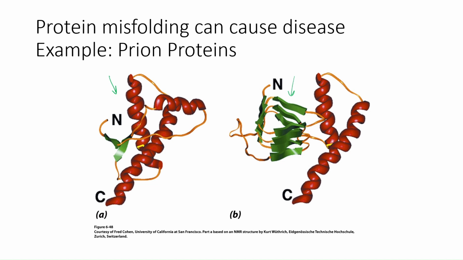Ultimately, if you have enough buildup of those, you can get damage to your neurons, and you'll get almost holes in your brain tissue, which is why one of the diseases is called bovine spongiform encephalopathy, or BSE, mad cow disease. When humans get it from eating, for example, infected meat, it's called Creutzfeldt-Jakob disease. And obviously, it's an awful neurodegenerative disease.